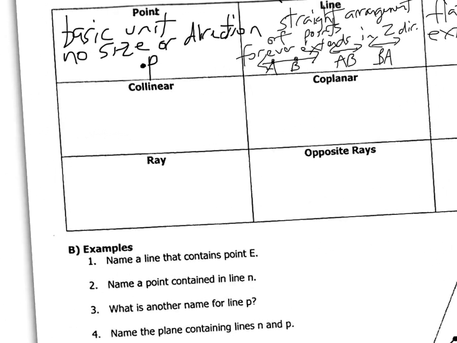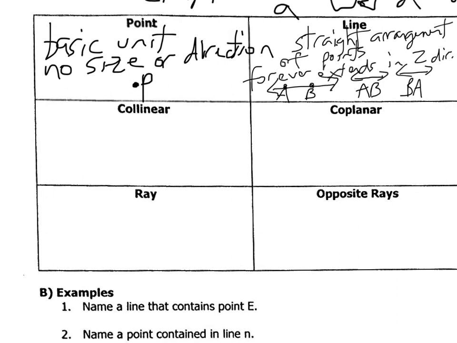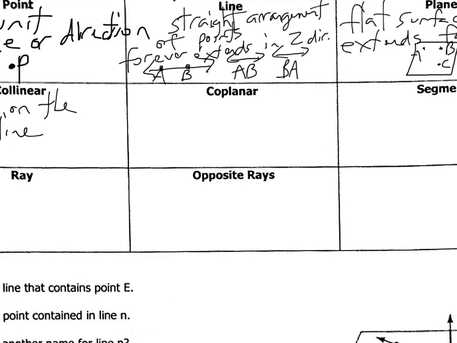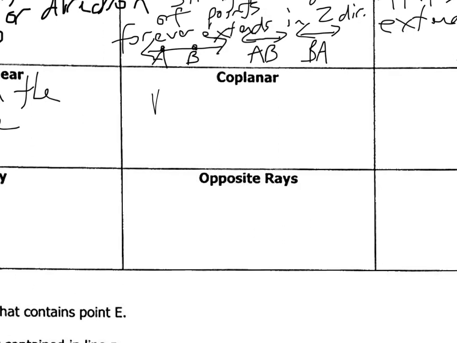Okay. Collinear. All right, well, if you have a line, you're going to have points on that line. All the points on a line are said to be collinear. So they are points on the same line. And so by the same token, if you have coplanar, well, that would be points on the same plane.